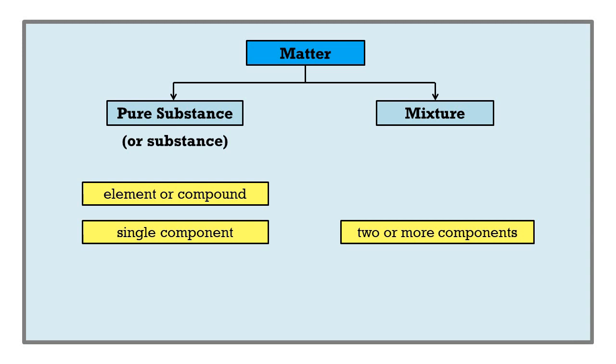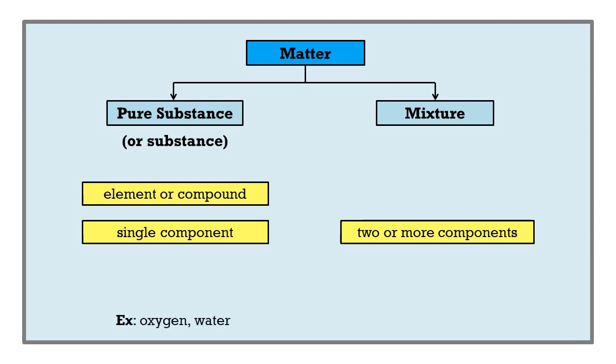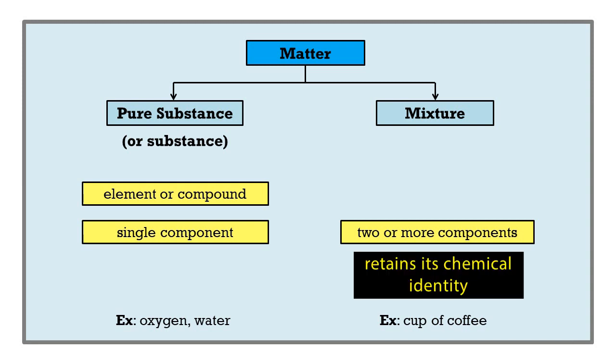Each substance or component in a mixture retains its chemical identity. Oxygen is an example of a pure substance because it's an element. Water is also an example of a pure substance because it's a compound. An example of a mixture is a cup of coffee. Coffee is composed of two or more components. It has coffee powder, hot water, and sugar. Each substance in a coffee retains its chemical identity.